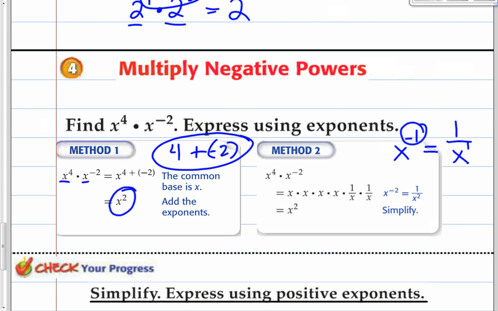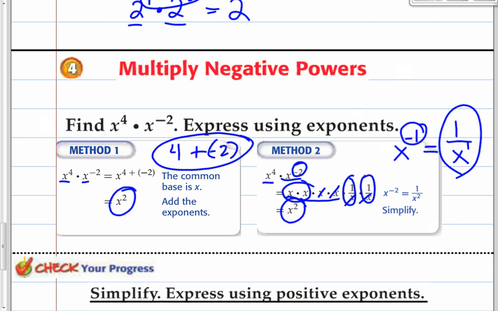So what they show is x to the 4th, break it out into the factors. X to the negative 2 would be 1 over x, which is the same as 1 over x to the 1st power. They have 2 of those, so that's why they have 2 of those right there. And then, when you actually multiply these together, if you have x's on bottom, they cancel with x's on top, and we're left with x times x, which is x to the 2nd power.